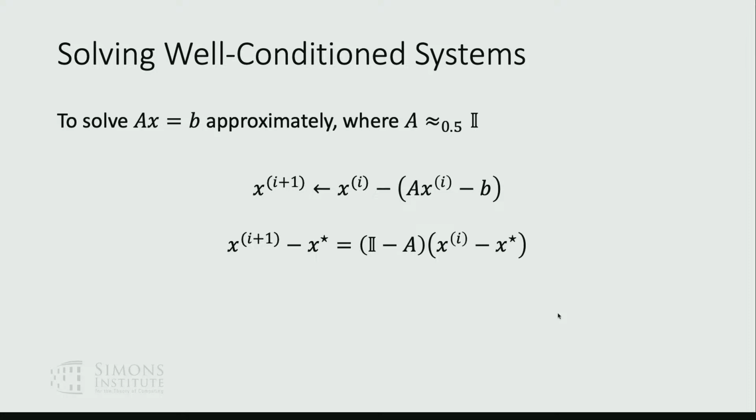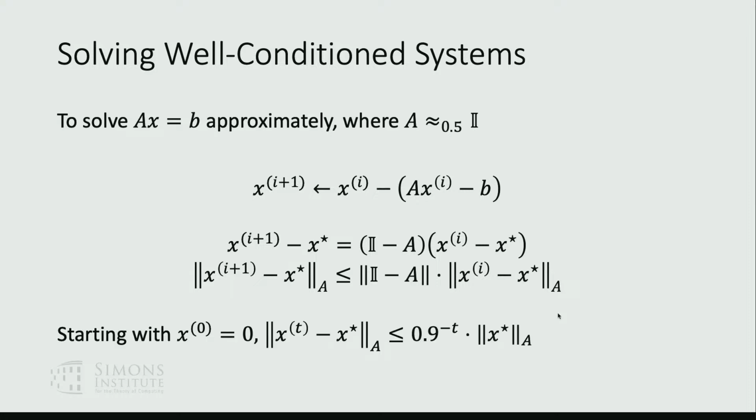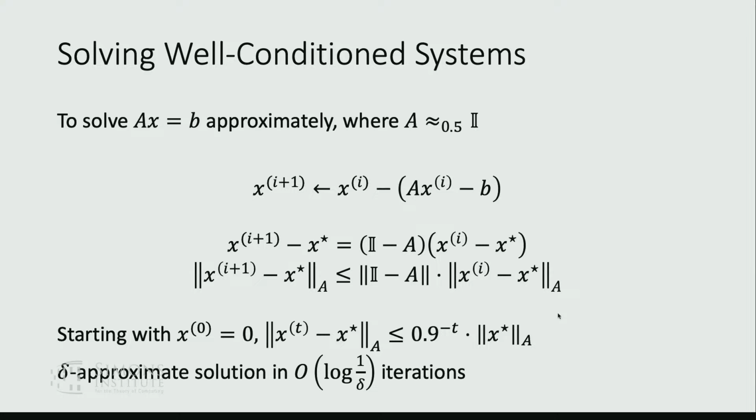minus 0.9 for convenience. So as you iterate this process, let me bound this in the norm, you get the spectral norm of identity minus A. As you iterate this process, this error will decay geometrically, 0.9 to the minus t. And you get a guarantee in the same notion of approximation, that my solution is close to the optimal solution in the norm measured by the matrix, after log 1 over delta iterations, if I want to achieve delta.